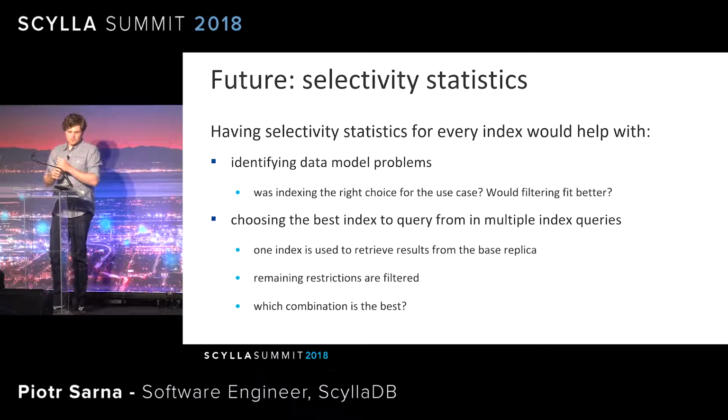But what's even better, we could use these statistics for multiple index queries. If we have a query with several restrictions and there is more than one index that could be used, it would be the best idea to use the index with the highest selectivity, the one that would return as few rows as possible, because then the rest of the restrictions would be degraded to filtering. We would need to filter them. So right now we just pick the first index that we find and hope it's selective enough, but if we had these statistics, it would be really next level optimizations.